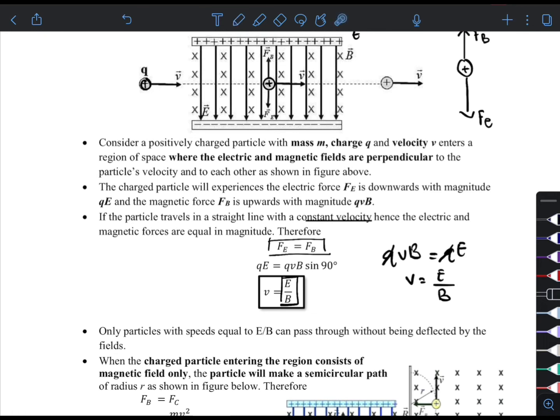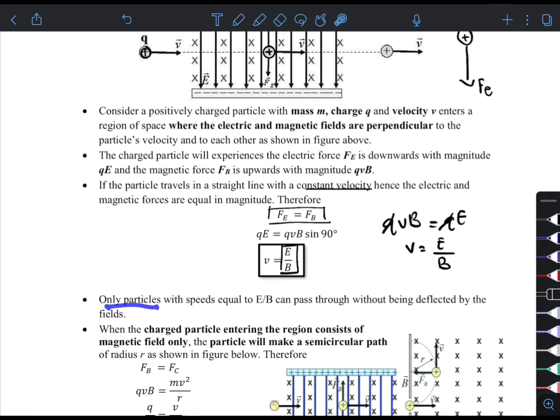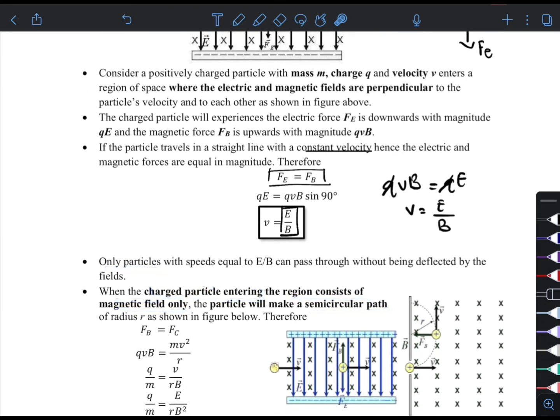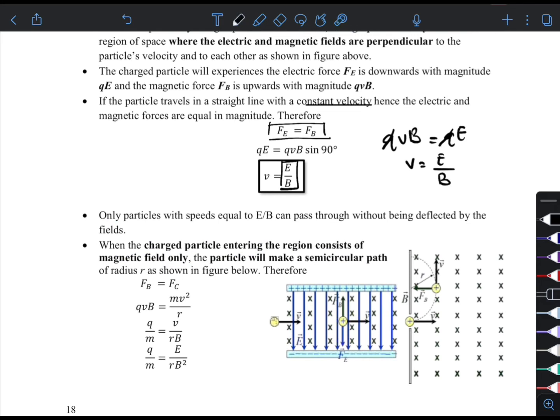Okay, only when the charged particles enter the region consisting of magnetic field only, the particle will make a semicircular path. Okay, ini adalah apa yang kita belajar sebelum ni. Bila kita ada positive charge, dia masuk ke dalam kawasan yang ada magnetic field, dia tengah bergerak lurus, apa yang akan jadi adalah dia akan buat circular motion dekat sini.